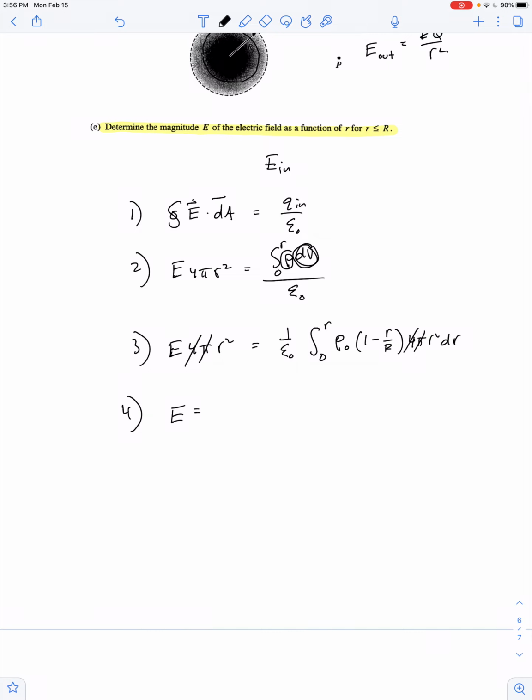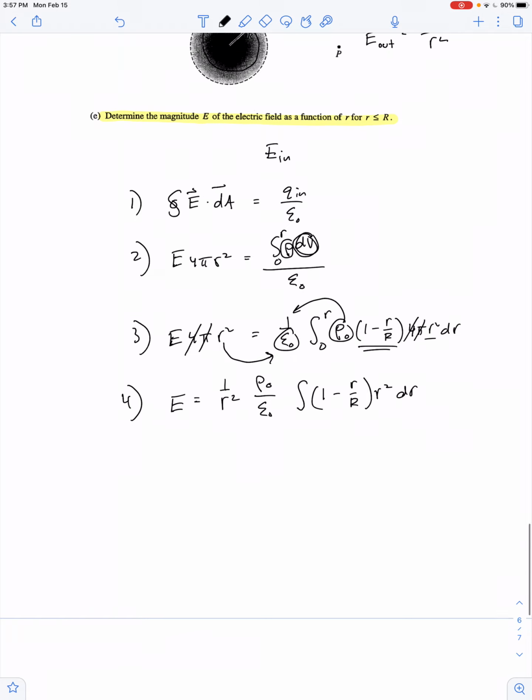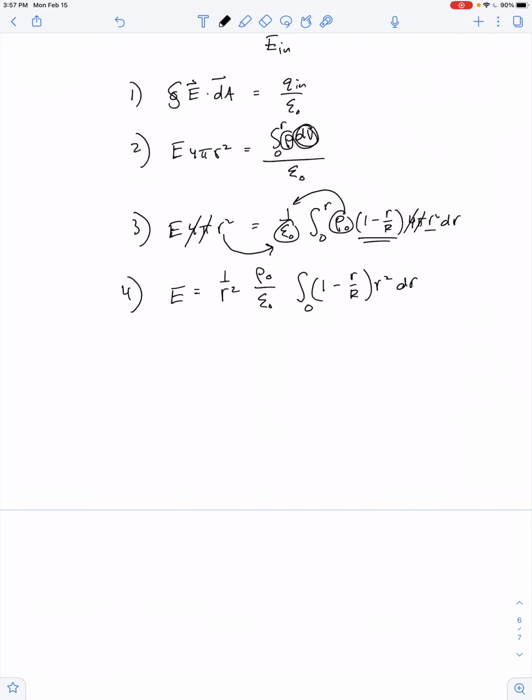So E is equal to 1 over r squared. We're going to pull this r squared to the other side of the equation. Rho naught over epsilon naught, so we've pulled rho naught out of the integral. Okay, and then we're left with the integral of 1 minus lowercase r over capital R times lowercase r squared dr. And let's distribute.